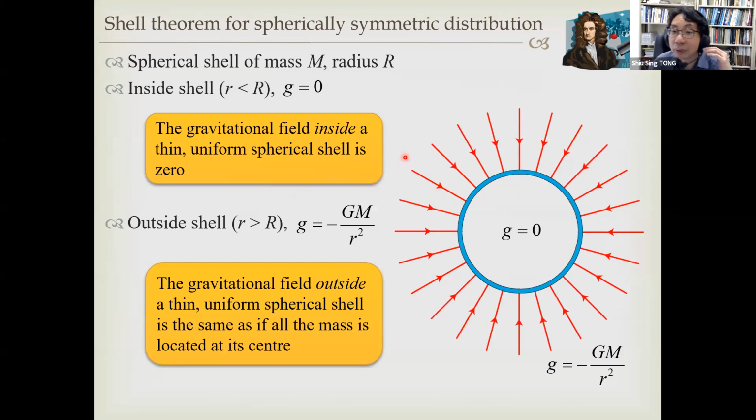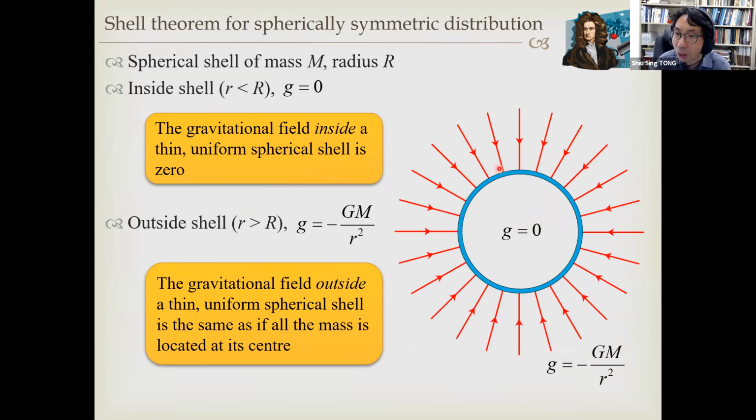So we have an important result. The important result is that if I have a uniform spherical shell, then the gravitational force inside the thin uniform spherical shell is strictly zero. The field strength is zero. And outside the shell, the gravitational field is the same as that of a point mass located at the center. So it takes such a value, minus GM over R squared.